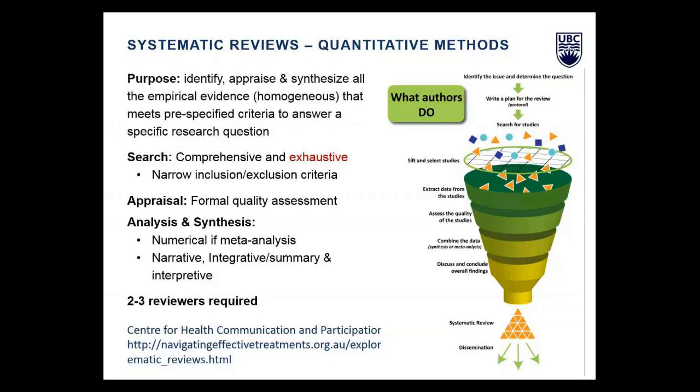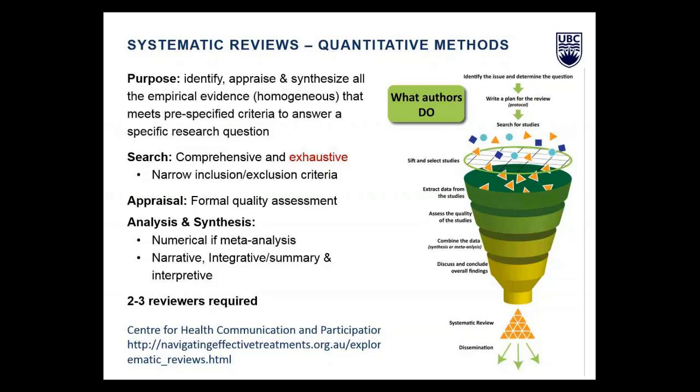The search is comprehensive and exhaustive. So if you have a research question for a review, then in a traditional systematic review, you must have every study that is relevant to that particular research question. Also, the search is very narrow, and you screen studies out on narrow inclusion and exclusion criteria. So anything that varies a little bit from your preliminary PICO question, for example, would be out.